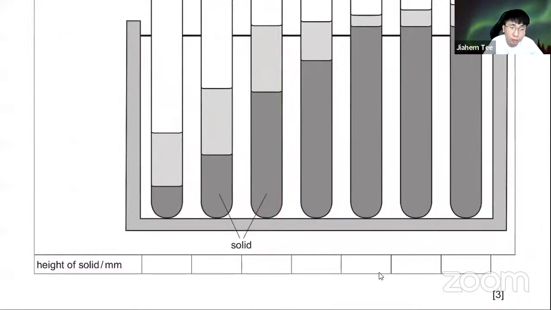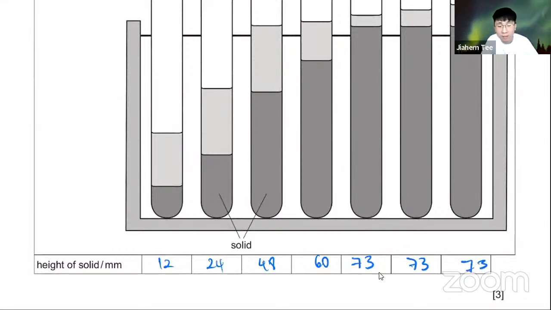Okay, so in millimeter, it's 12, 24, 48, 60, 73, 73, 73. So this one is the marking scheme answer. What you can do, if you really want to try, is print this out on A4 paper and then try to measure this in millimeter.